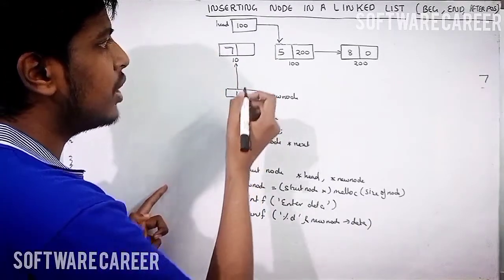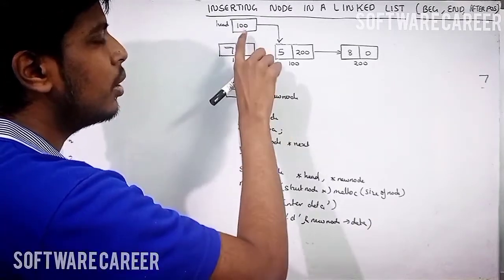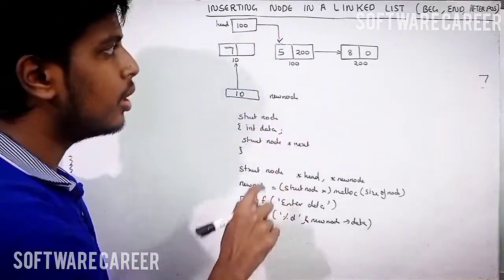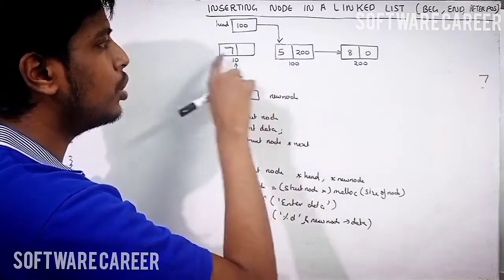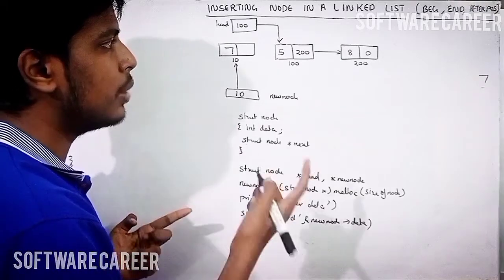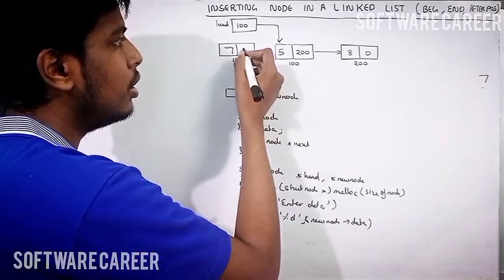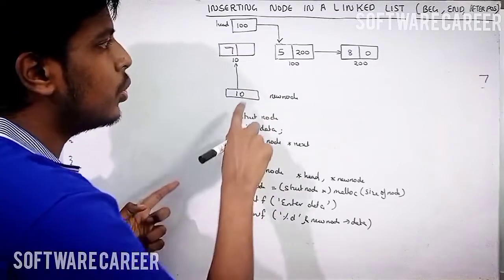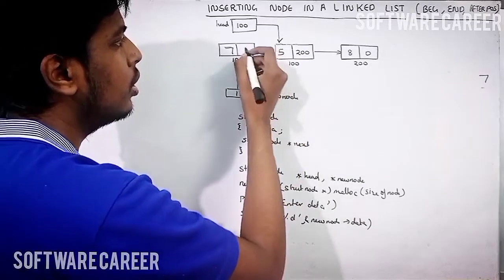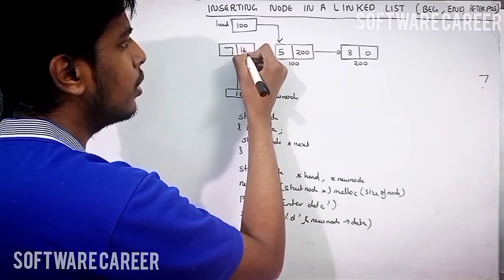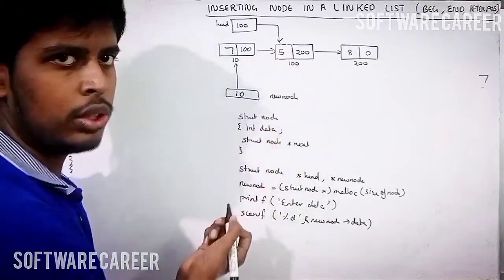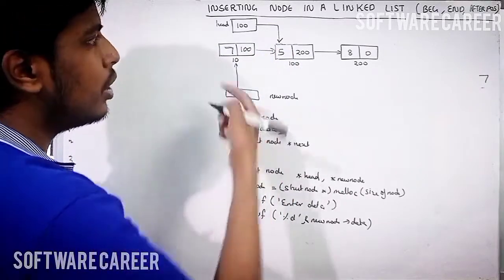Now you should fix this as the first node, because before inserting, this head is pointing towards this node address 100, so it's considering this as the first node. Now you should make this the first node. How to make it? There are two steps. One step is, in this pointer part of the new node, you should store the address of this first node, that is 100. So if I store 100 here, then it creates a link. This node will point towards this node. This is one step. Now the other step is what?